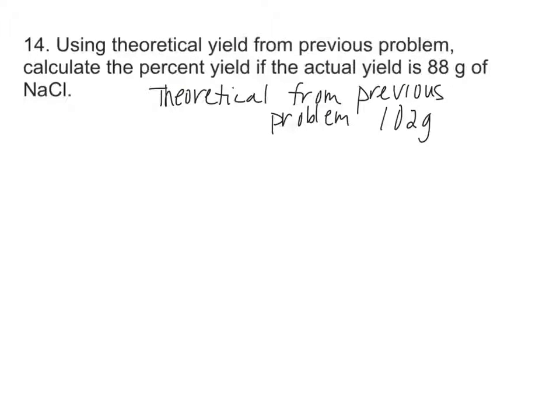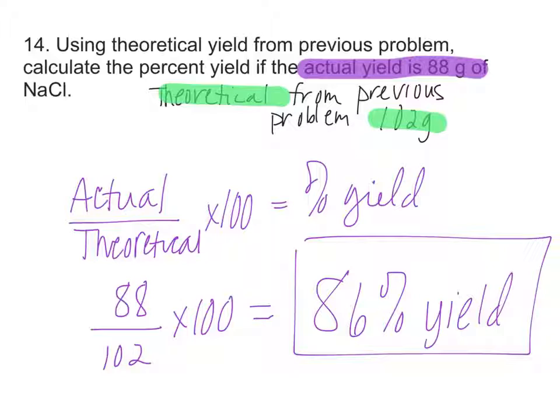All right, last problem of the review. Let's go ahead and work this really simple, easy one. From the previous problem, we got 102 grams, so pause it and get your percent yield. All right, how'd you do on the last problem? Hopefully you got 86% yield.